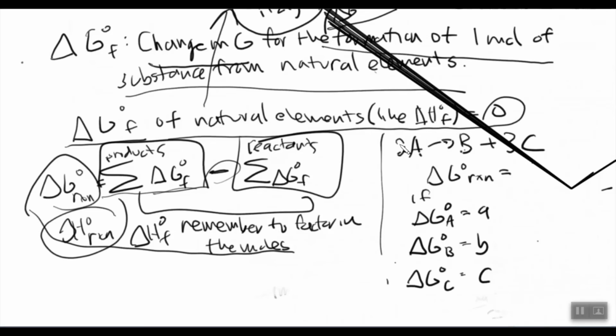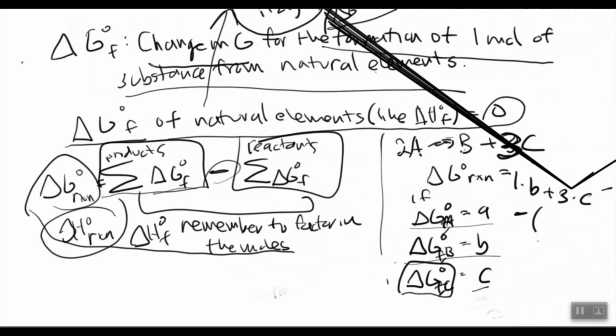So for this reaction, 2A becomes B plus 3C. I know that's kind of hard to see. And I give you the, well, let's put the F's there just to be more specific. I give you the ΔG formations for each of these chemicals. So we know that we have to sum the products and subtract it by the sum of the reactants. So our product is B, so since there's only one B, it's going to be 1 times B plus 3 times, well, the ΔG formation for chemical C is just lowercase c.